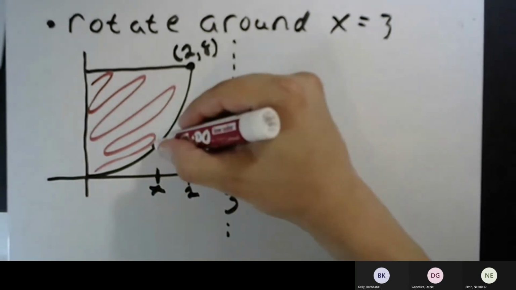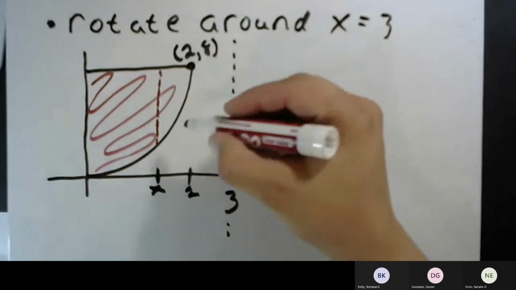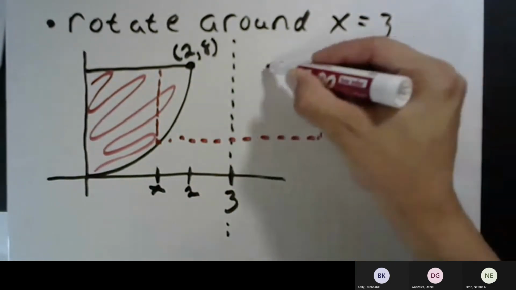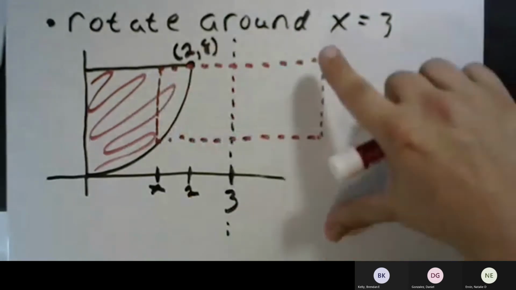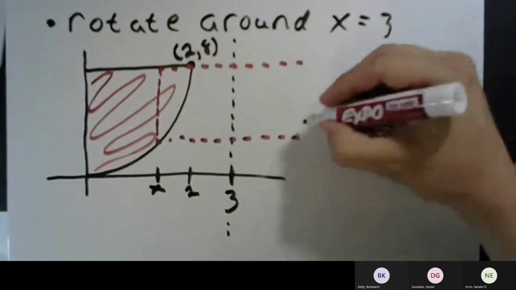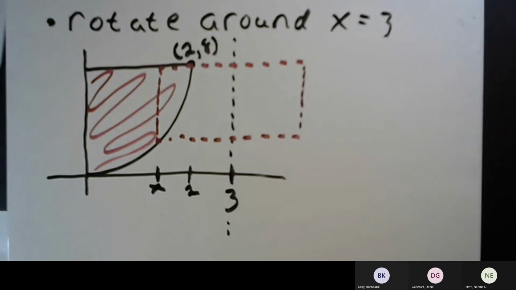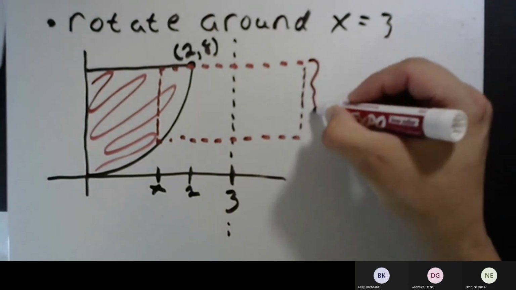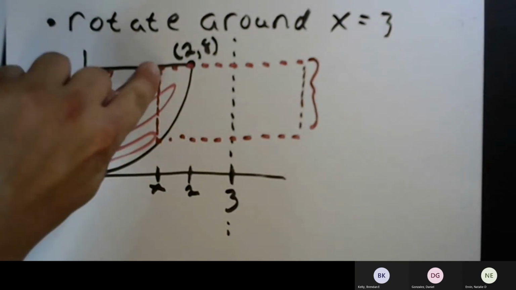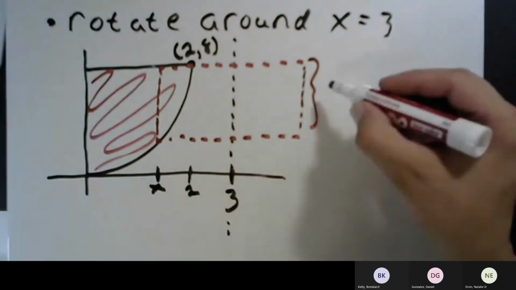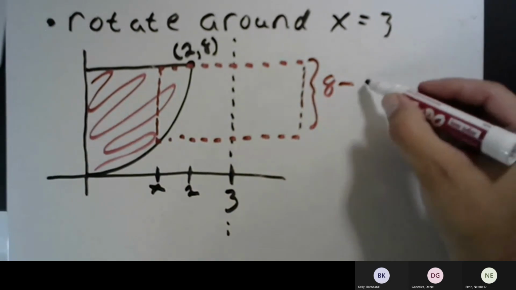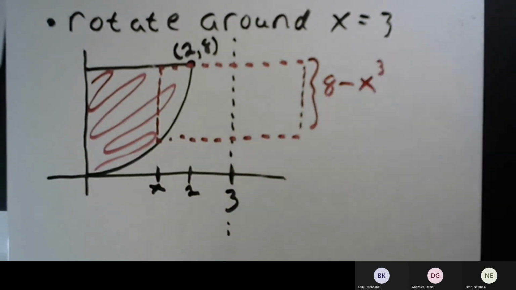So a given cylinder, it's going to look something like this when we rotate it around. So we need to come up with a height, and we need to come up with the radius. Now the height, what's this going to be? This distance here. So this curve, which is 8, minus this bottom curve, which is x cubed. That's going to give us the height of our cylinder.